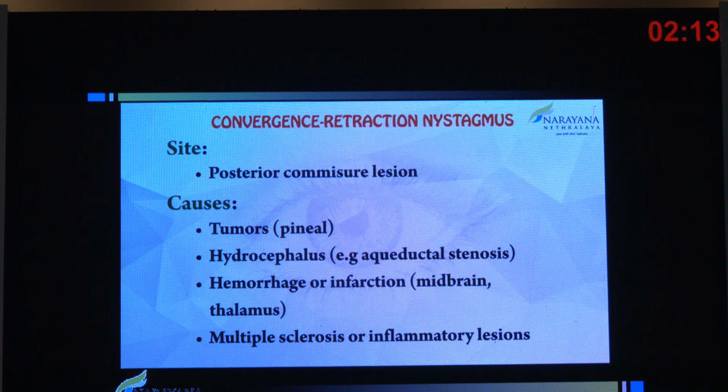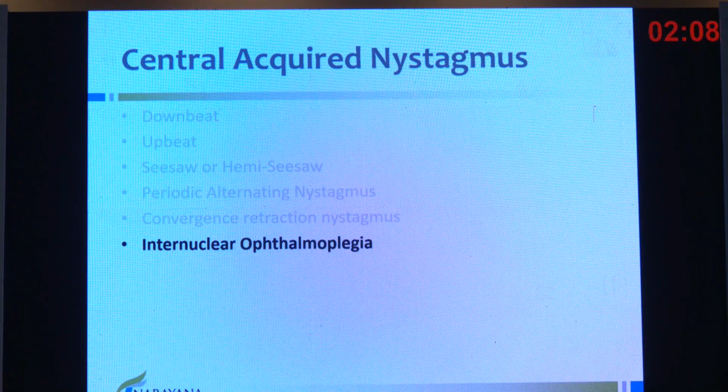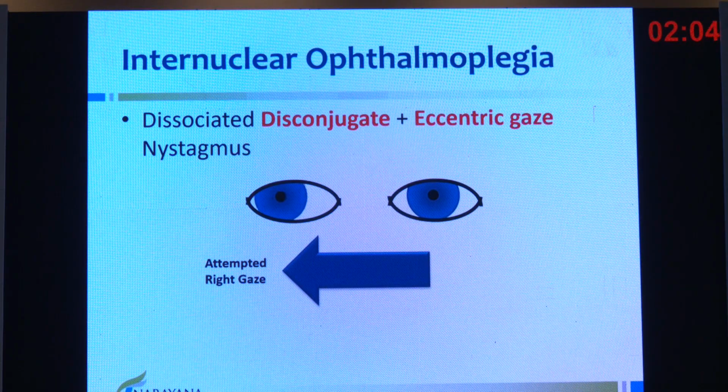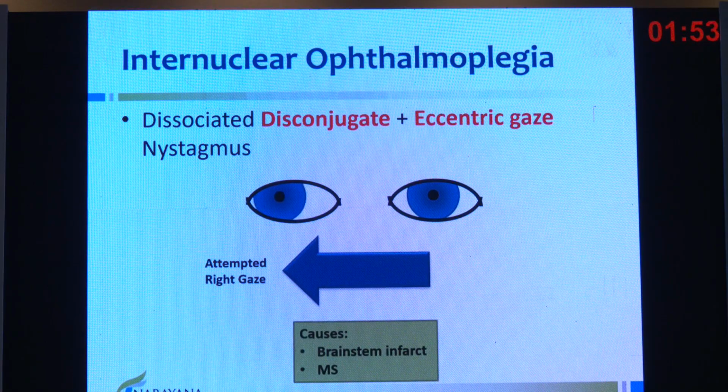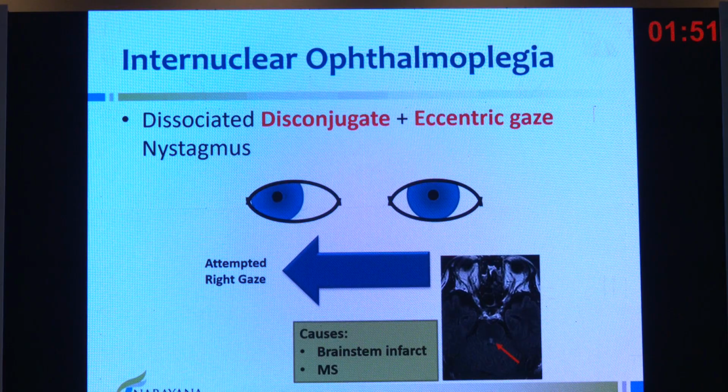Side being posterior commissure lesion, and these are the various causes of a convergence retraction nystagmus. And finally, the internuclear ophthalmoplegia. This is a dissociated, disconjugate nystagmus with an eccentric gaze nystagmus, where you see that the left eye is not adducting, but the right eye has an abduction nystagmus, and the causes being brainstem infarct or MS. And this is what you can see in a patient who had it.